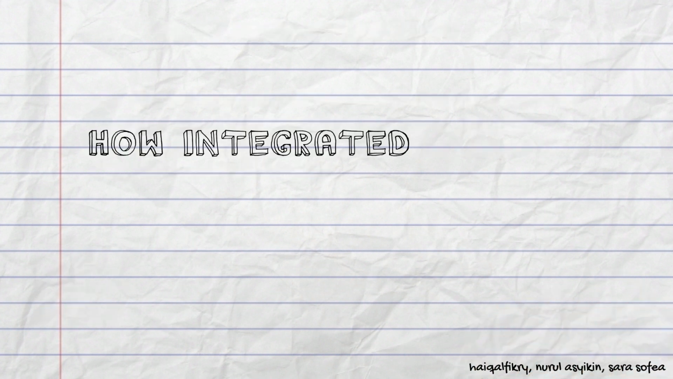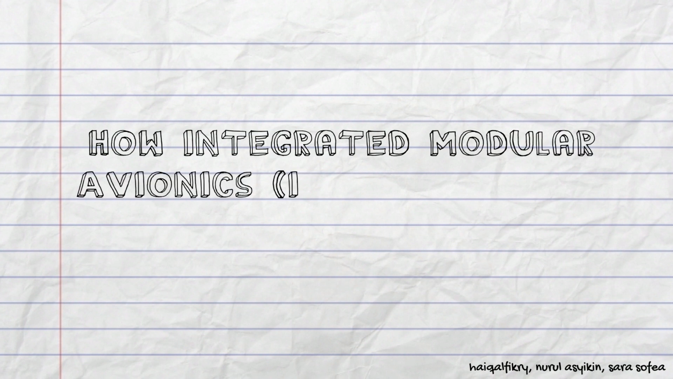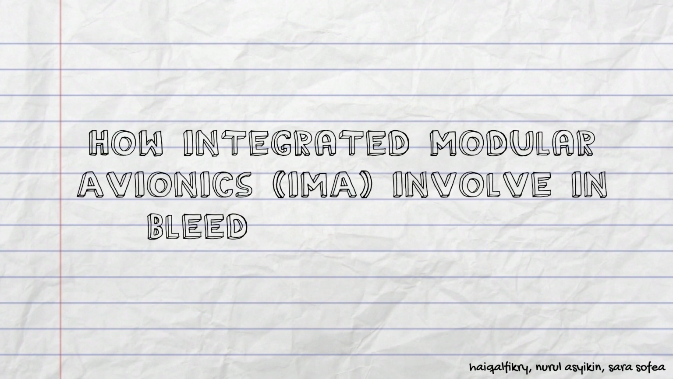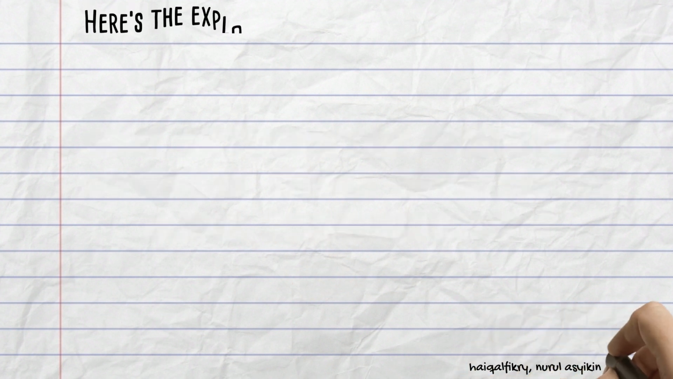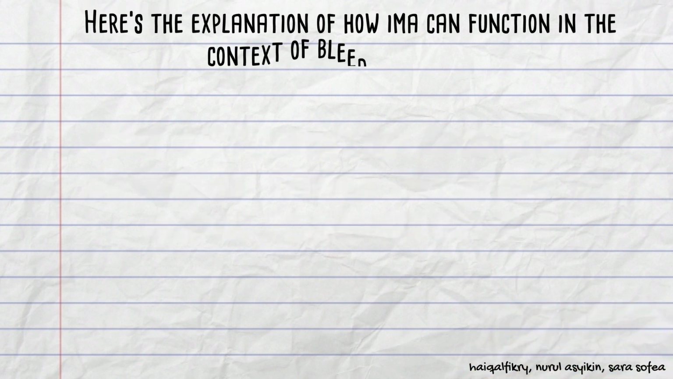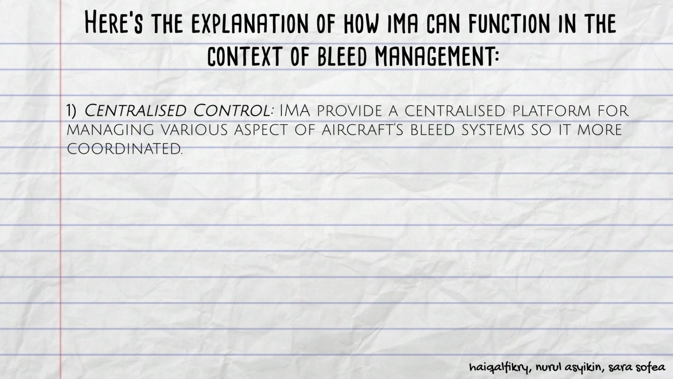After looking into the process of bleed management, now, let's see how Integrated Modular Avionics, IMA, contributes in controlling and monitoring bleed management of an aircraft. Let's explore how IMA functions in the context of bleed management.